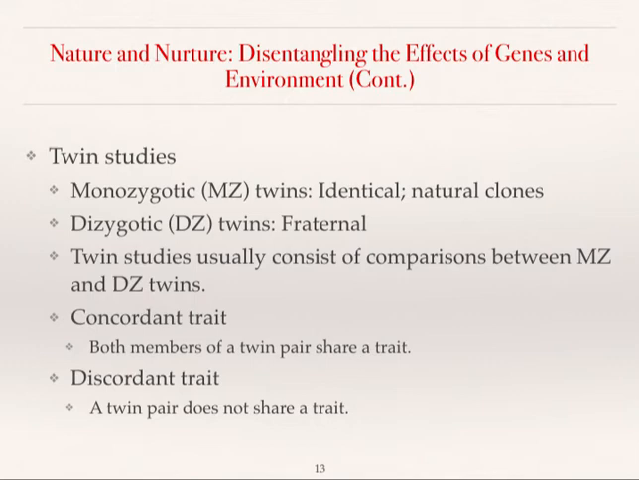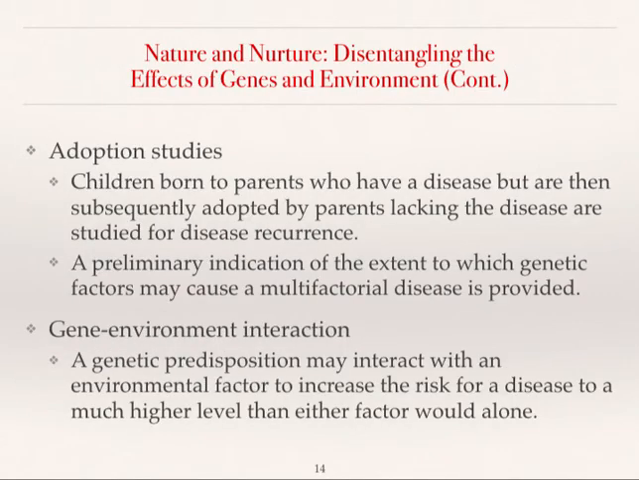Don't worry about knowing concordant trait or discordant trait. I mean, obviously it's good to know, but I'm not going to test you on things like that. I just want you to understand that this is how we can study the environment and how it plays on that as well. So a lot of times children that are born to parents that have a disease but then are adopted by parents that do not have the disease are studied for recurrence. So they're looking for that interplay of the environment on disease development, trying to figure out how much that genetic component actually plays a role in disease development.